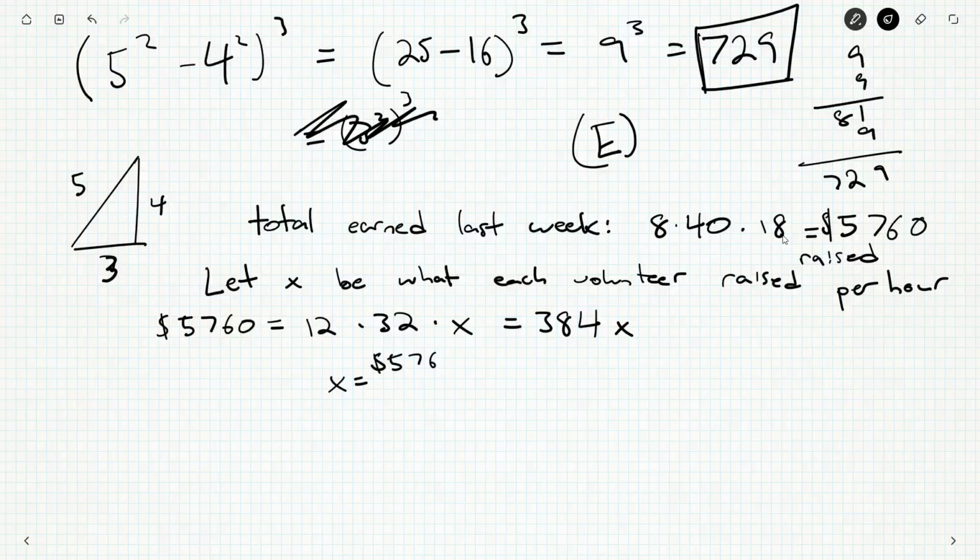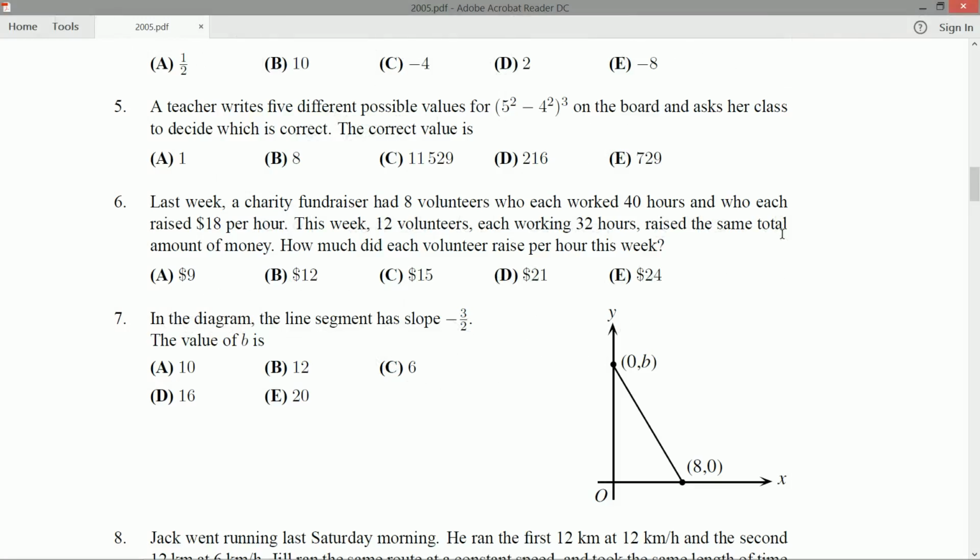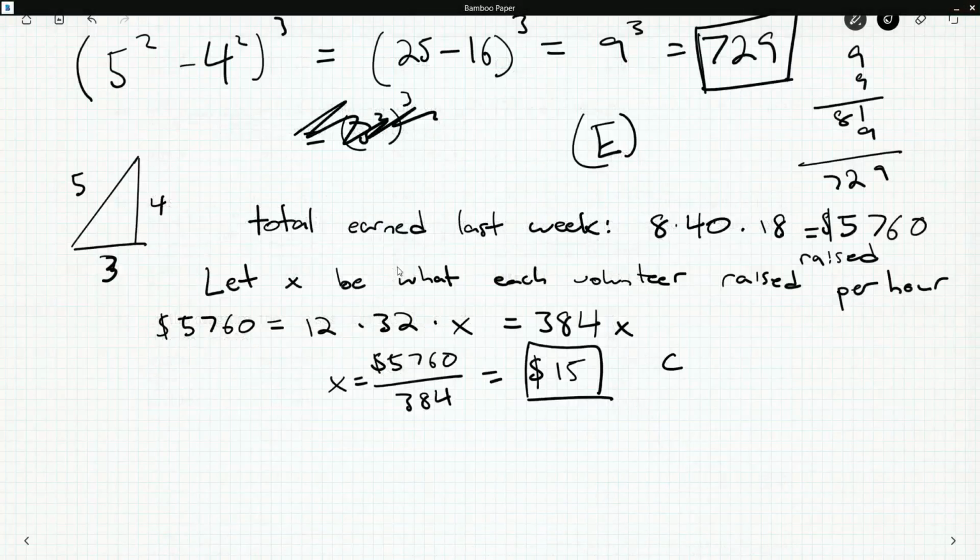So now we just get X is the total amount of money raised divided by 384. So I'll grab my calculator because I don't want to do some long division. And I get $15 raised per hour per volunteer. And that's what they're asking for. So right in the middle there, C, $15.